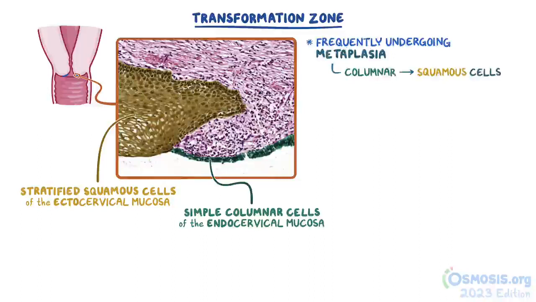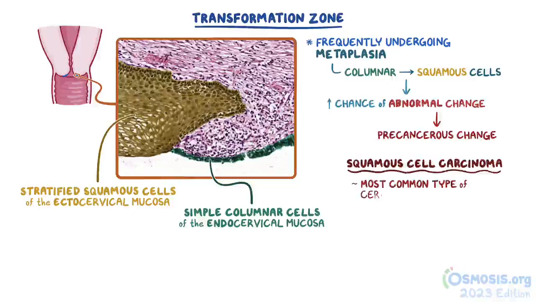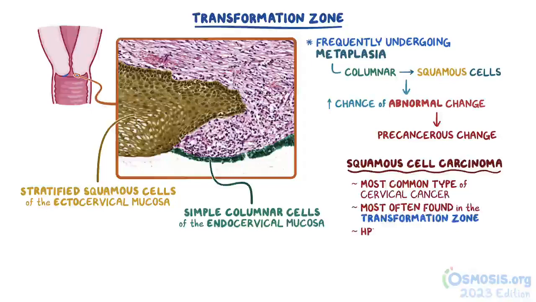The frequent changing of cell type increases the chance of an abnormal change to occur, which can potentially be a precancerous change. Squamous cell carcinoma is the most common type of cervical cancer and is most often found in the transformation zone. Human papillomavirus, or HPV, is also a predisposing factor for squamous cell carcinoma, particularly the strains HPV-16 and HPV-18.